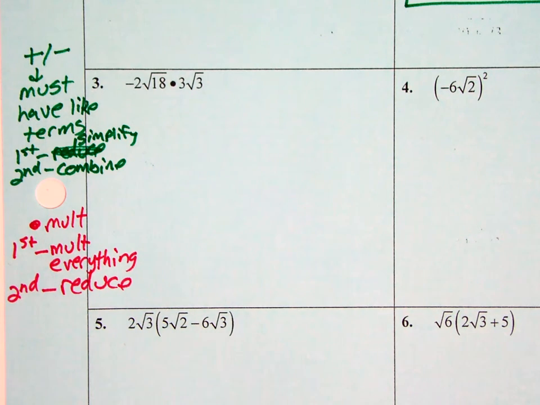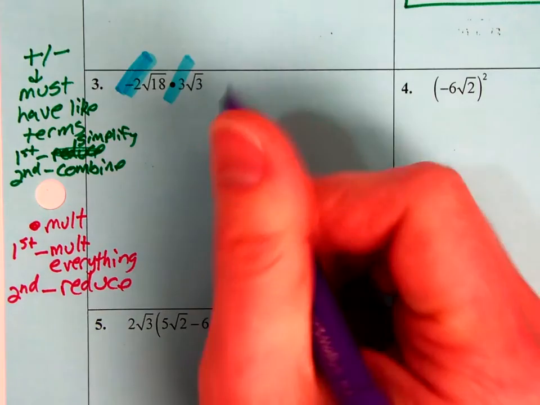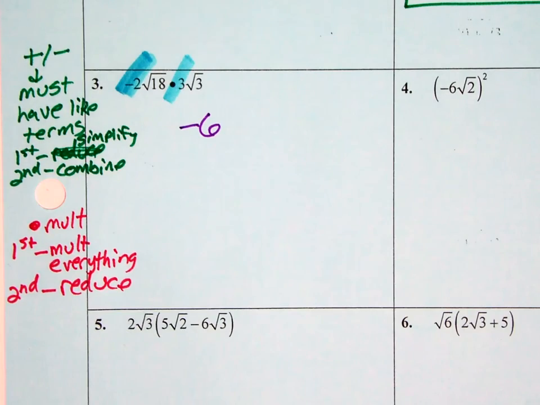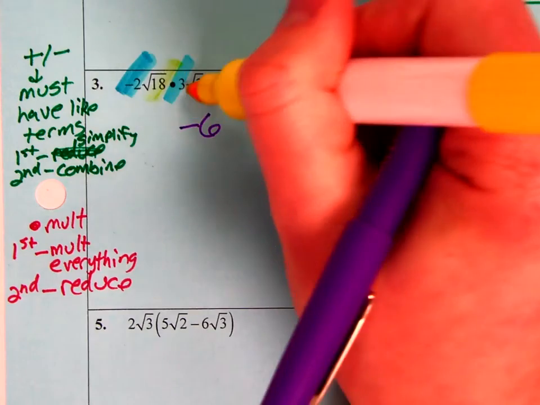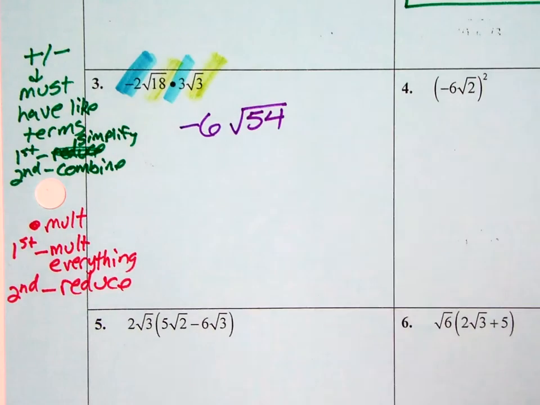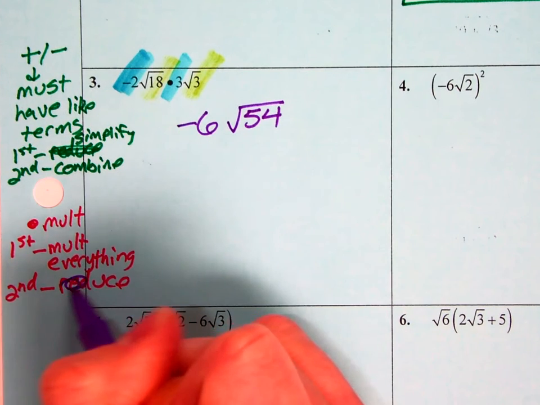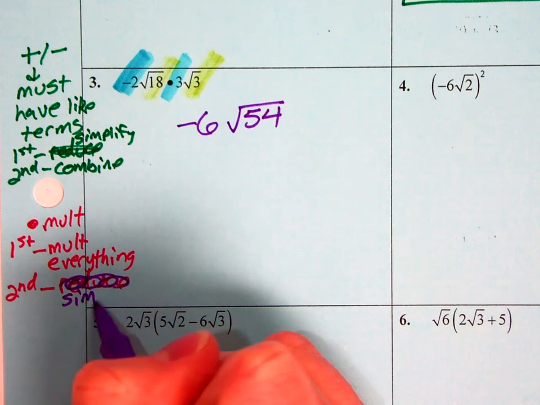So I don't even care that these are different. I just go ahead and I multiply my outside numbers together. So negative 2 times 3 is negative 6. And then I multiply my inside numbers. So 18 times 3 is 54. Now that I've multiplied everything, I can go ahead and simplify.